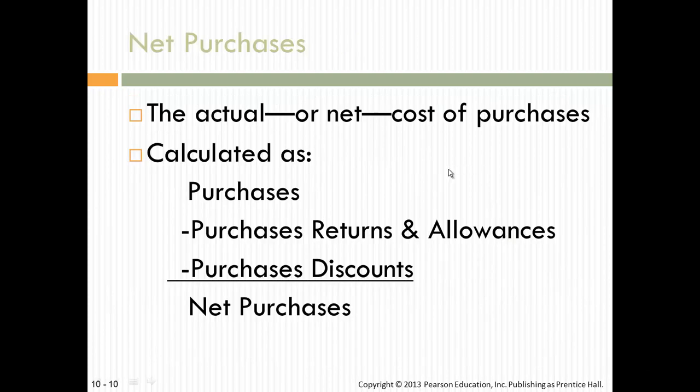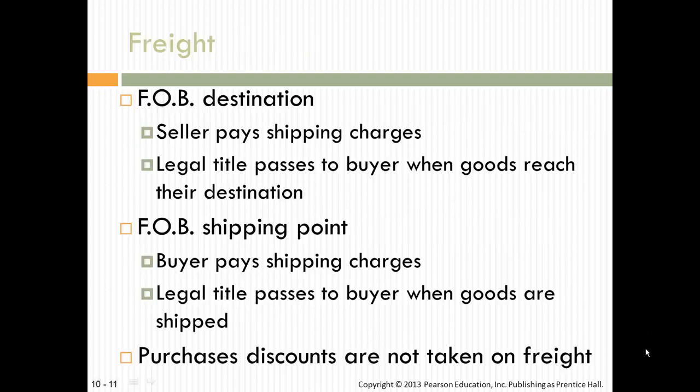Net purchases is the actual or net cost of purchases. So it's purchases less purchase returns and allowances less purchase discounts. That is net purchases, and that is important. Here's your gross purchases less your returns and allowances less your discounts.